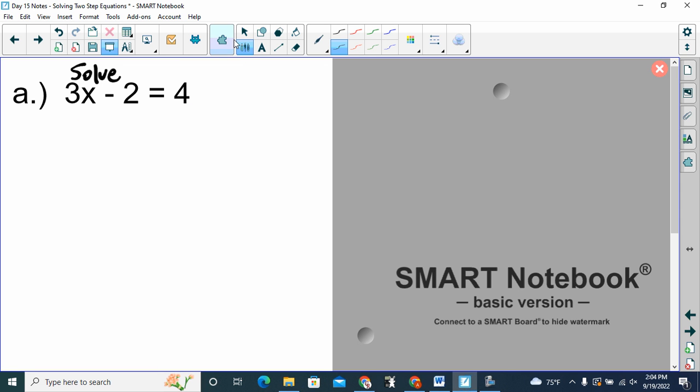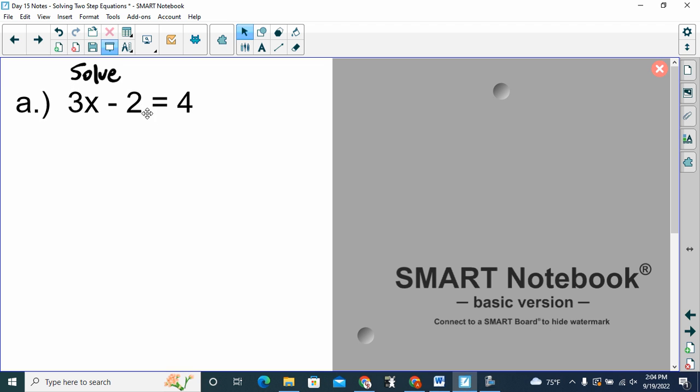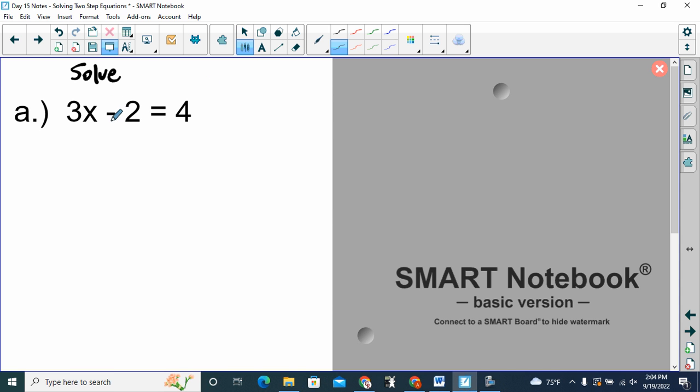So we are given here in part A, 3x minus 2 equals 4. You want to think about what's happening with x here. Well, it looks like we've got some subtraction, and then also 3x, we've got some multiplication. So you need to think about in what order are those things happening. Do I multiply first and then subtract? Or do I subtract first and then I multiply?